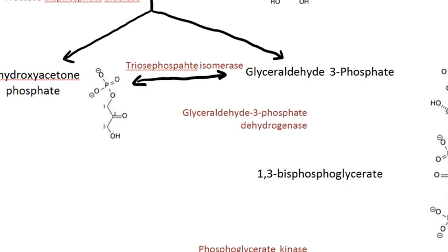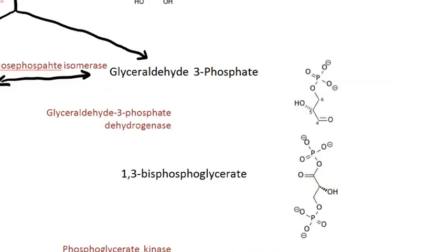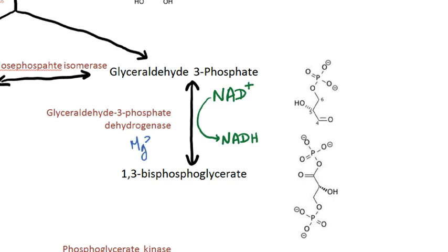The next step is going from glyceraldehyde 3-phosphate to 1,3-bisphosphoglycerate. In this reaction, NAD+ is converted to NADH with magnesium as a cofactor. The enzyme that facilitates this reaction is called glyceraldehyde phosphate dehydrogenase. Here you can see that a phosphate group has been added on this carbon.